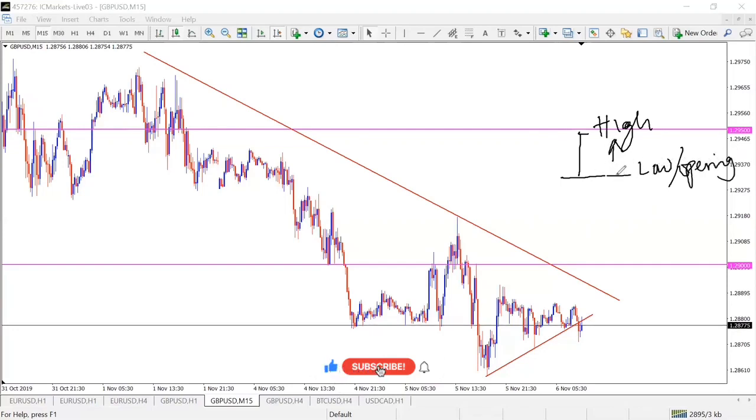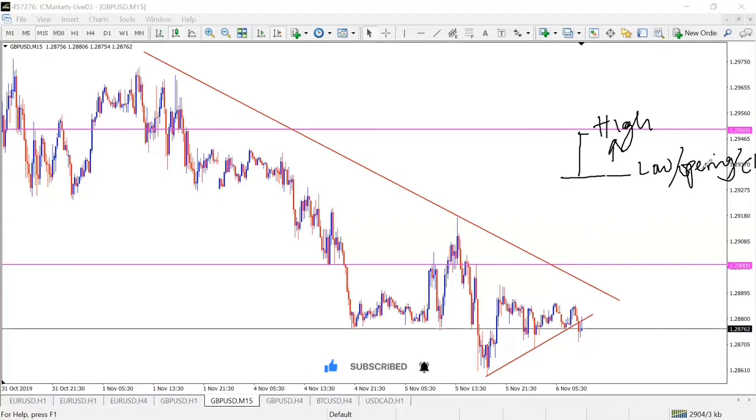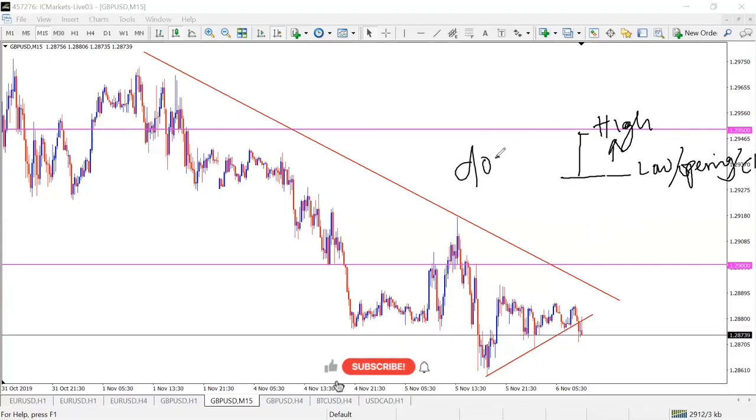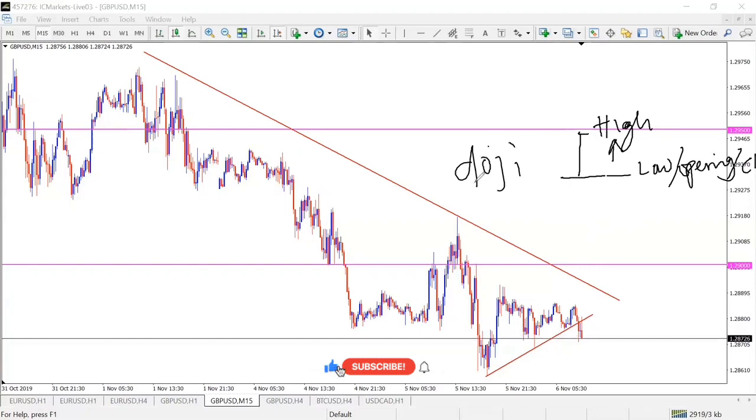The low, the opening, and the close are all at the same place. In this kind of candle, we call it a doji. Write this down: doji.